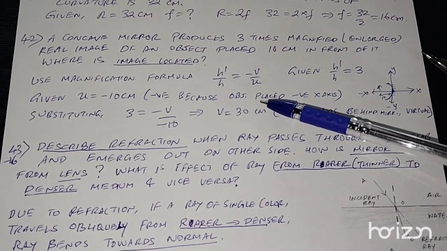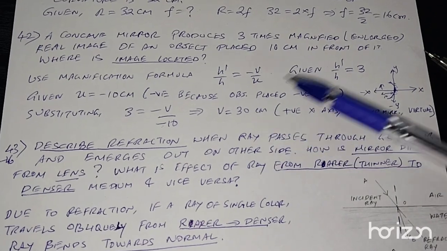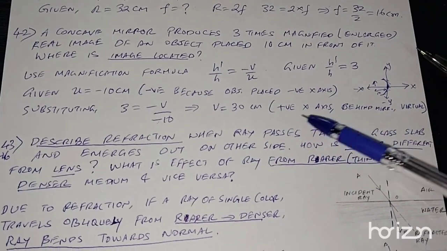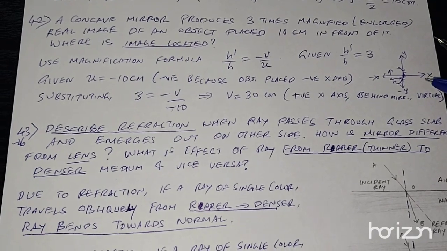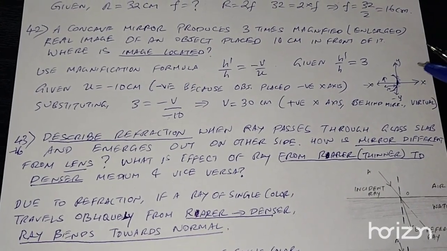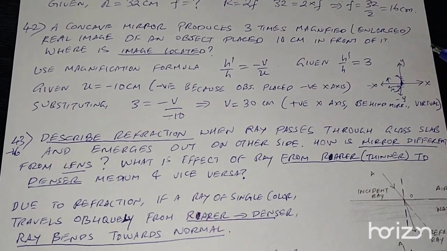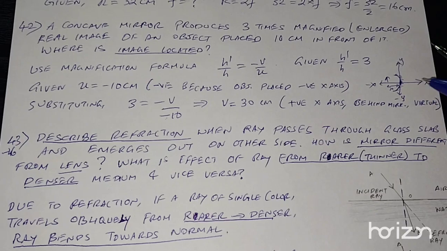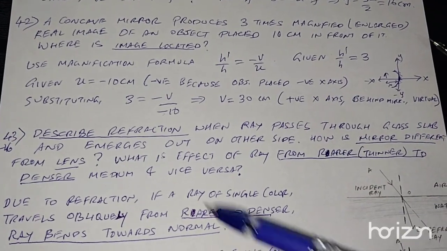Now 30 centimeter means it came out as positive. So this is on the positive x-axis. So image is formed on positive side of the x-axis, that is behind the mirror. So that means that the image is virtual, and its position along the positive x-axis, which is behind the mirror, is 30 centimeter.